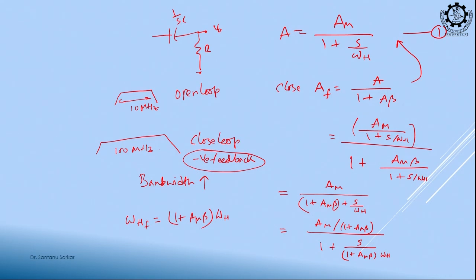So, what is the meaning? With closed loop feedback, see, I did nothing, I just expanded this equation, and by doing so I am seeing that I get the expression 1 plus S into tau, and from that tau we are getting this corner frequency, it is increased. And the gain, previously my gain was what? Am. Now, in closed loop my gain is what? Decreased.